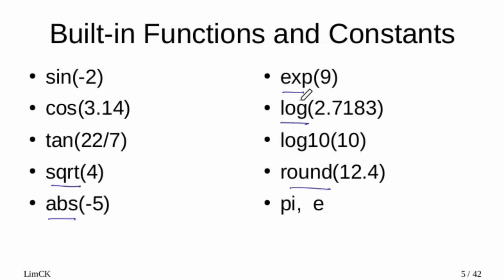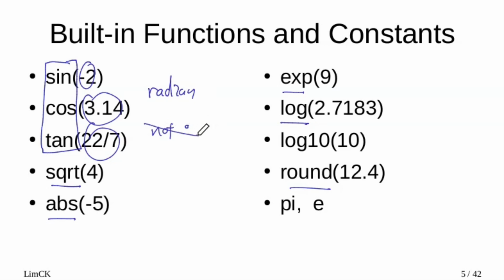Take note here, two things. First, for sine, cos, and tangent, all the values that become their parameter are in radian, not degree. We are not talking about degree in our course. Actually, for all the variables we have in this course, everything is in radian, not in degree. For example, cos 3.14.